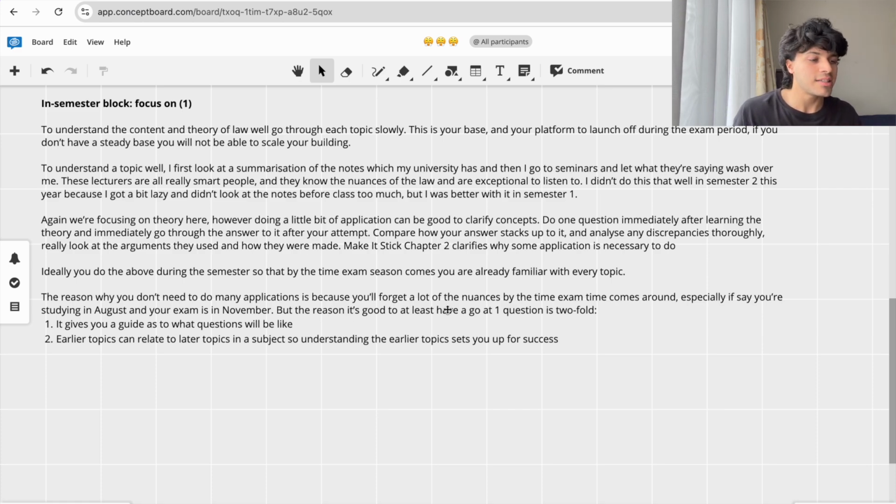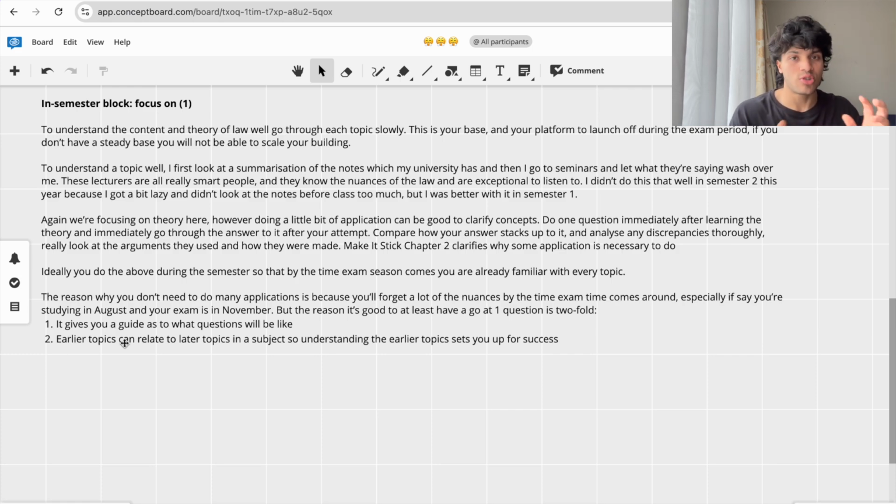But the reason to have a go at one question, again, not suggesting many, just one question, when you learn the theory for the first time in August, is twofold. So the benefits are twofold. It gives you a guide as to what a question would be like. Again, like Sally kills Harry, you can get a guide. Obviously it's going to be a lot more detailed than that, a factual scenario. But you can get a guide as to what it would be like.